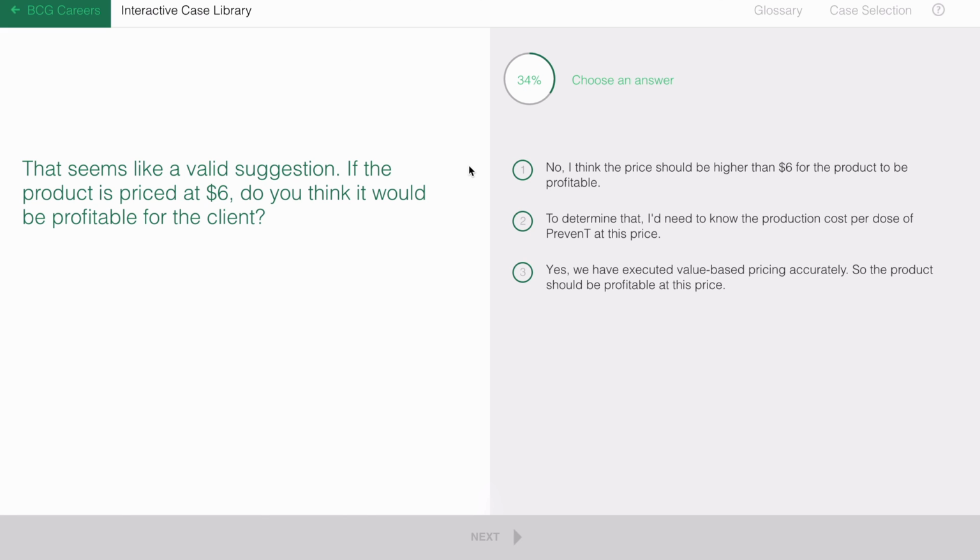Answer choice 1 says, no, I think the price should be higher than $6 for the product to be profitable. This is wrong. We have no data to back this as we don't know the production costs. Answer choice 2 says, to determine this, I need to know the production cost per dose of Prevent-T at this price. I think that's exactly right. We need to know the cost. And answer choice 3 says, yes, we have executed value-based pricing accurately, so the product should be profitable at this price. Again, this is wrong. Just because we priced it based off of value says nothing about profitability or production costs. So we'll have to go with answer choice 2 here.